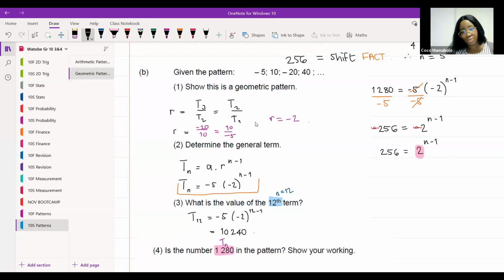2 to the power of 8. Good. 2 to the power of 8 is now equal to 2 to the power of n minus 1. Now that my bases are the same, what are we going to do with that? What do we do? Oh, so you're going to cancel 2 and 2, and then you're going to say 8 is equal to n minus 1. That's it. N minus 1, therefore n is equal to? So 8 plus 1 is 9.